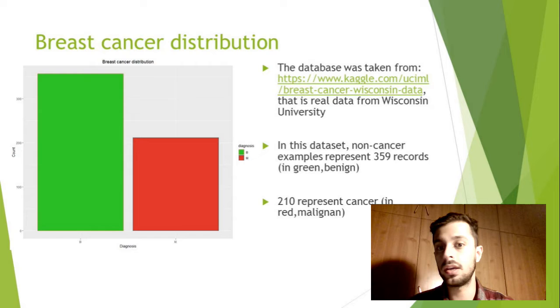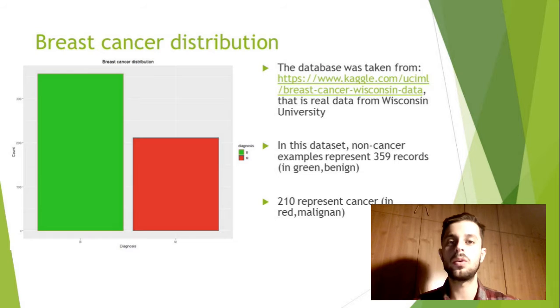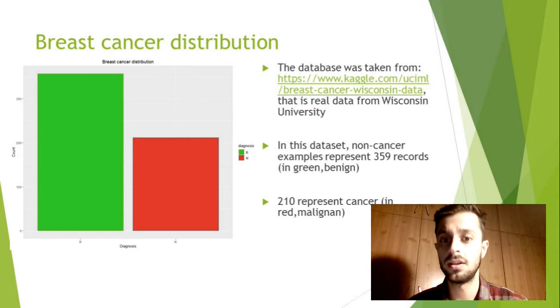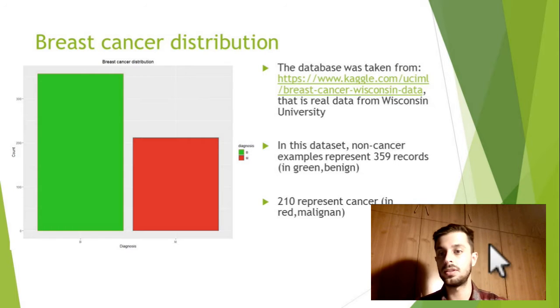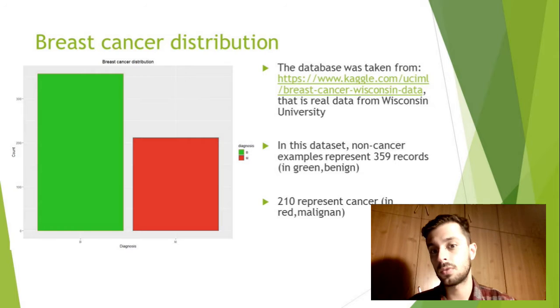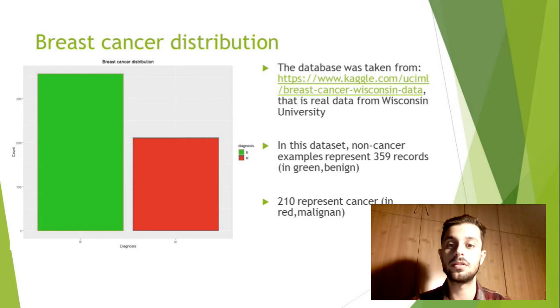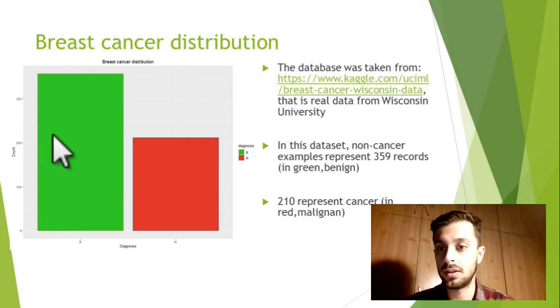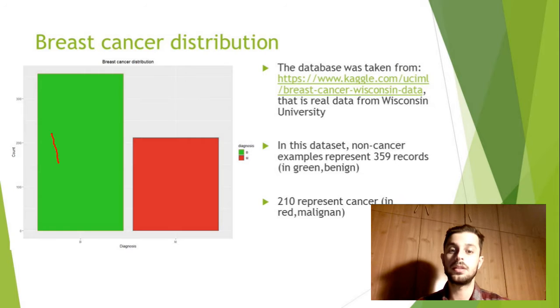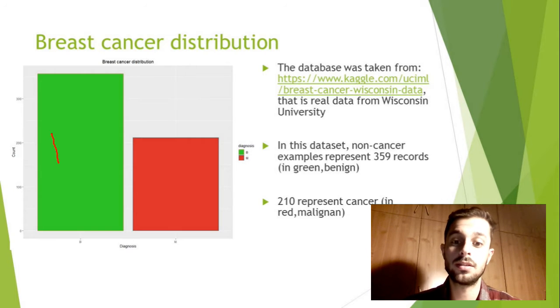We took a database from the Kaggle community. It's a community which holds a lot of content, and it's a great community for data science. It's real data from Wisconsin University. Here we can see that we have more cases of benign cancer than malignant ones, so it's almost half: 359 records for benign ones represented in green, and 210 representing malignant cancer in red.